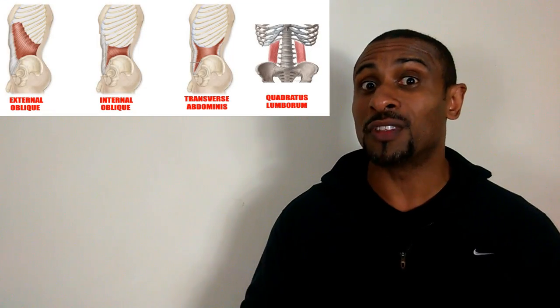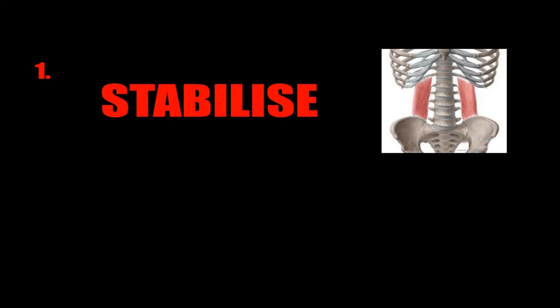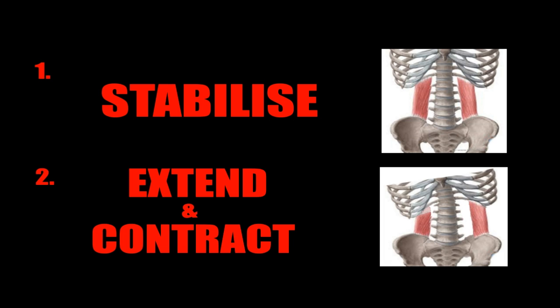That means that the QLs and the obliques can function isometrically to protect your spine. But the second you plant both legs down on the terra firma and want to reach over, the pivot point changes. Chronically tight QLs, I think, come from asking it to do two jobs. Firstly, stabilize. Secondly, extend and contract at the same time.